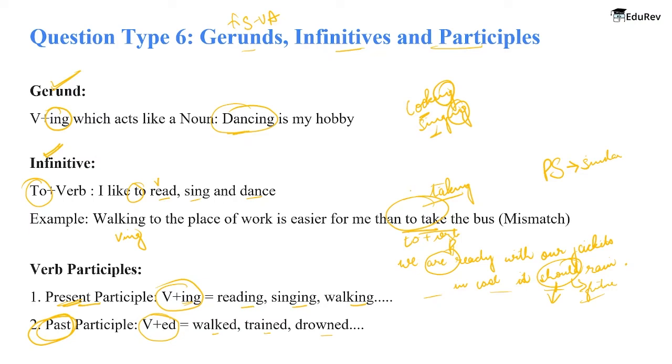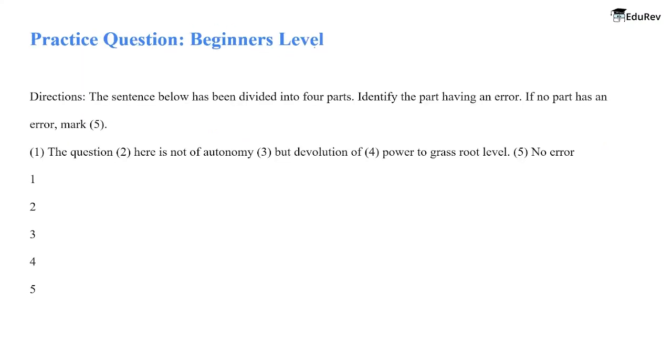So now we will just do some practice questions to see how much you have learned, or how many concepts you have gathered. So the first question is from the beginner level, just to check how much you have learned. Directions: the sentence below has been divided into 4 parts. Identify the part having an error. If no part has an error, mark 5. So if there is no error, you have to mark 5, or you have to mark whichever has the error.